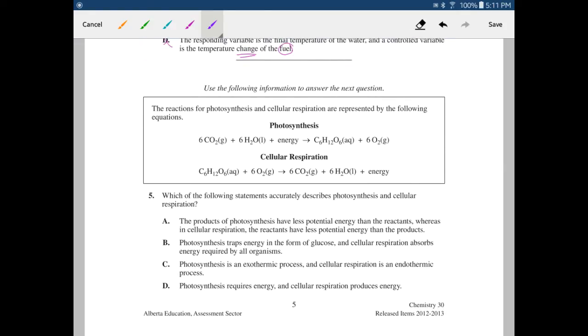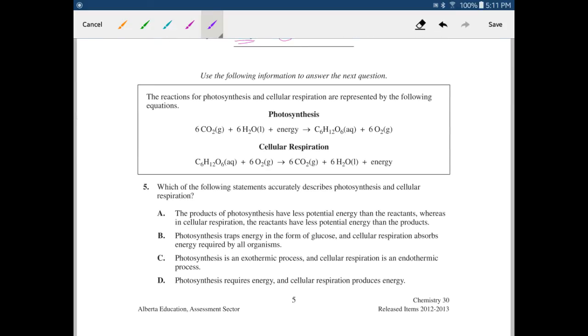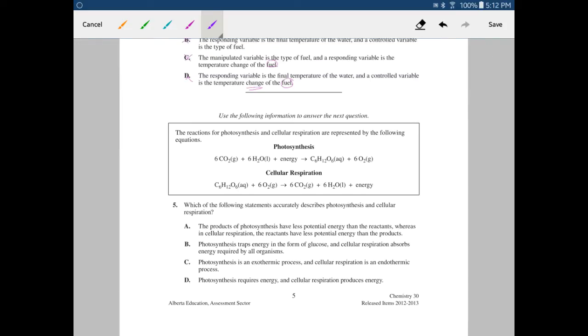Okay, our 2 favorite endo and exothermic reactions are photosynthesis and cellular respiration. So it says, which of the following statements accurately describes photosynthesis and cellular respiration? A few things to notice when you go through these equations is that we have a reverse reaction. Here we have energy input, meaning that this is an endothermic. Here we have energy output, which means that this is an exothermic.